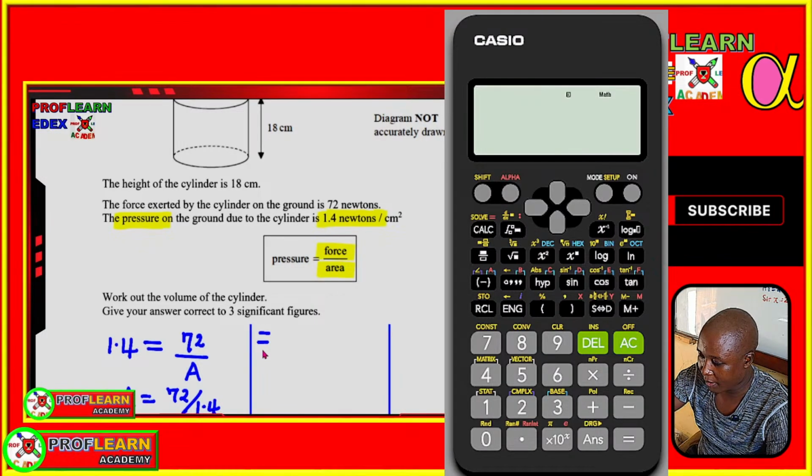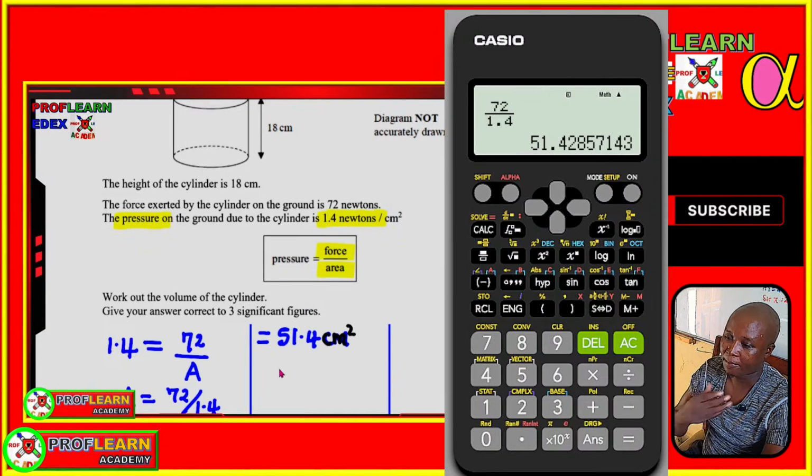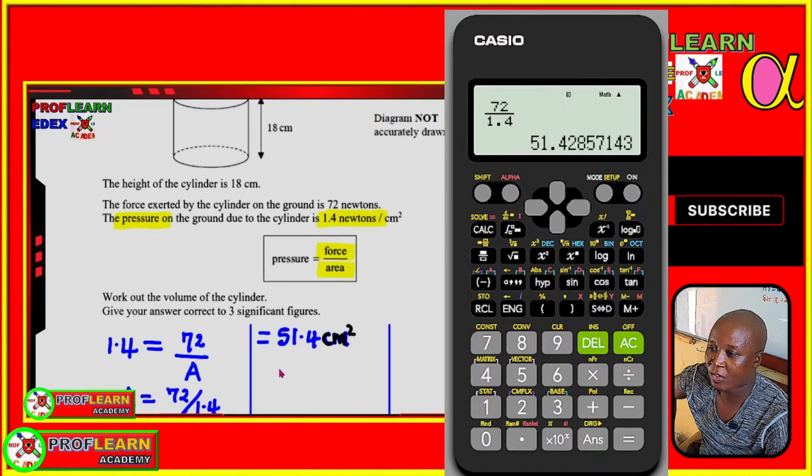So we have 72 divided by 1.4. If we work it out, we get 51.4. So our answer is 51.4 centimeter square. That's the area of that cylinder.